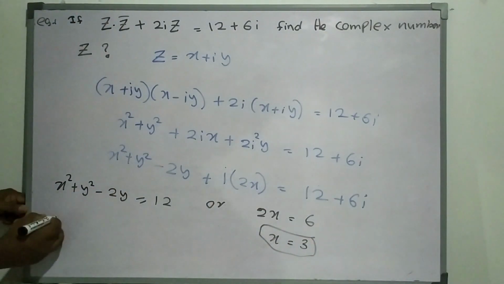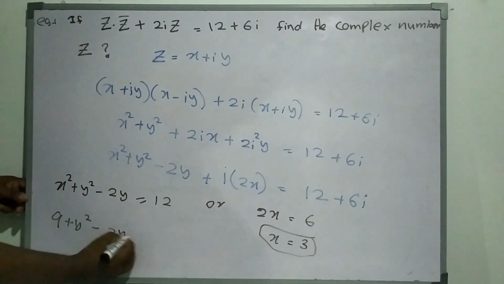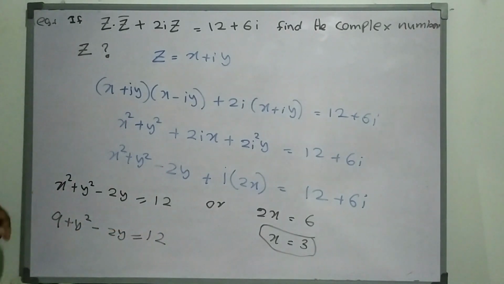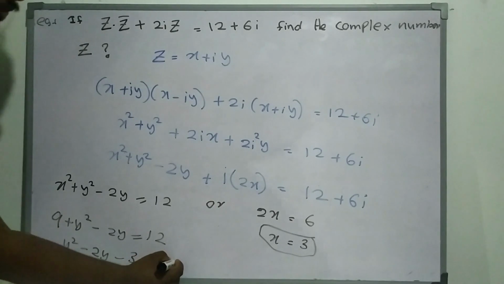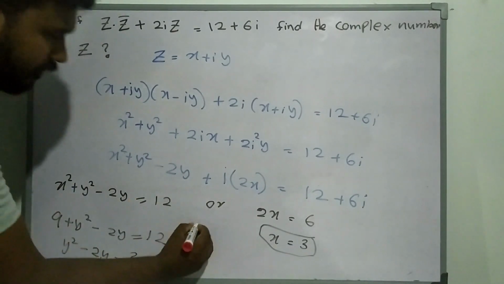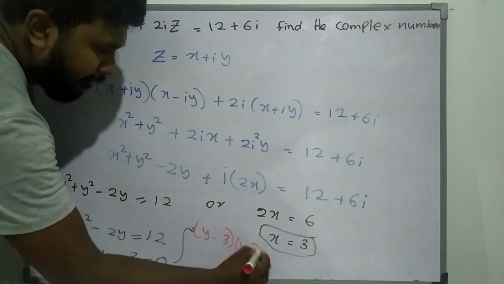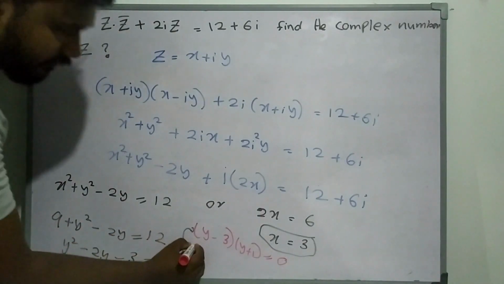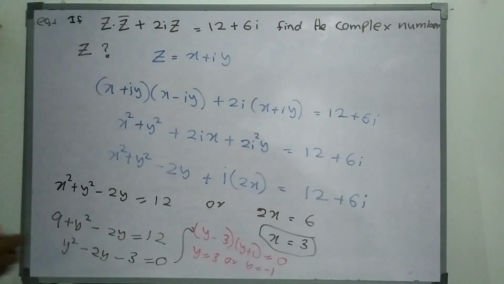x is 3, so you can put it here: 9 plus y squared minus 2y equals 12, so y squared minus 2y minus 3 equals 0. So the factors of minus 3 are 3 into 1. So it's (y minus 3)(y plus 1) equals 0. So y equals 3, or y equals minus 1. So these are the values.